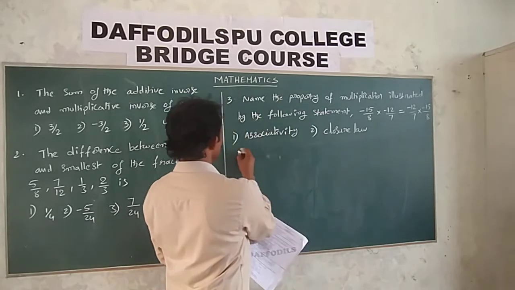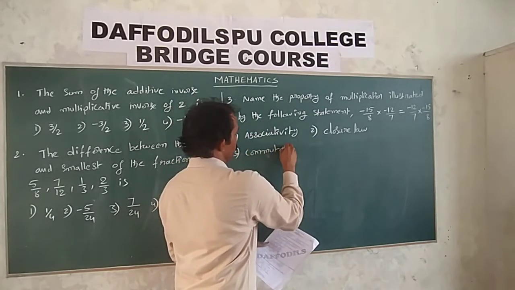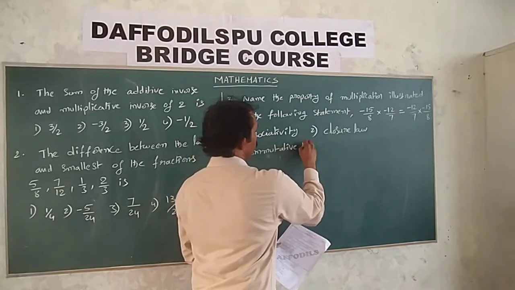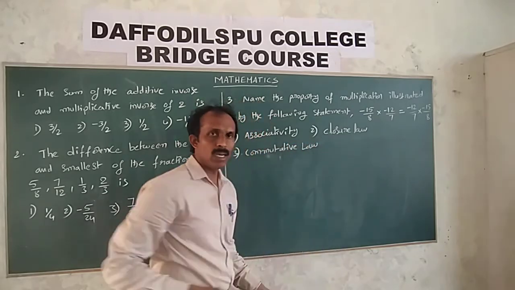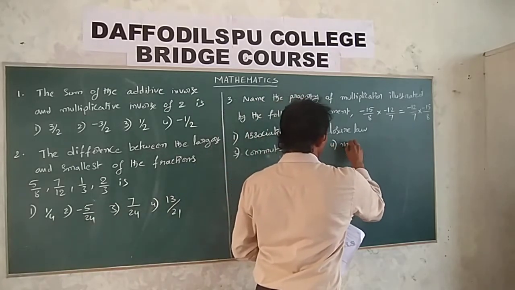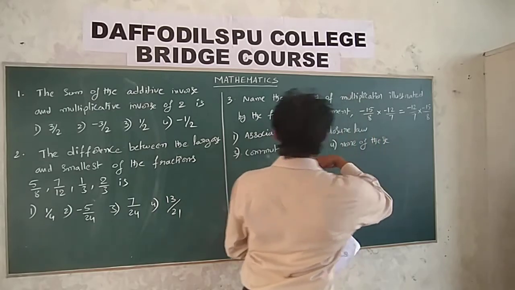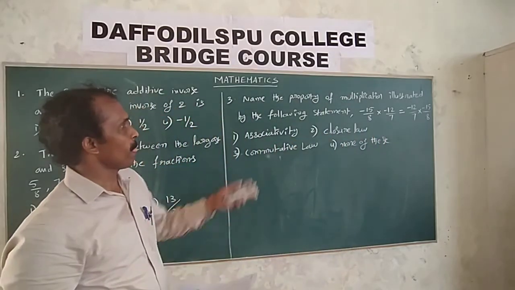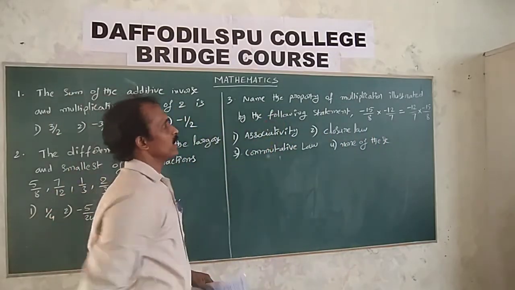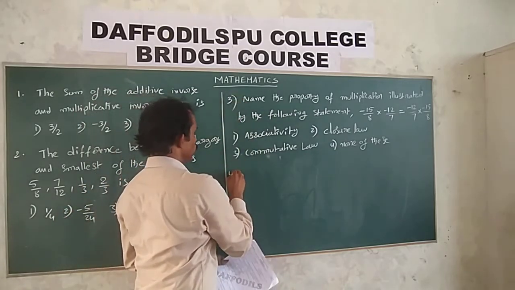Third option, commutative law. Law means that is the property. Next, fourth option, none of these. Out of four options, which is related to the given statement? Okay. Next, fourth question.